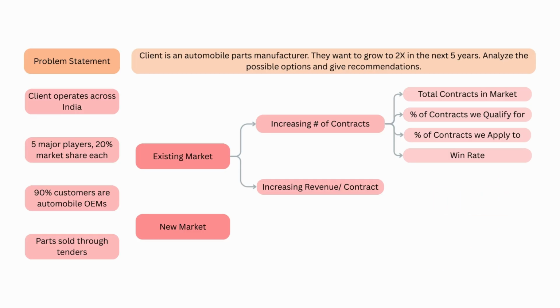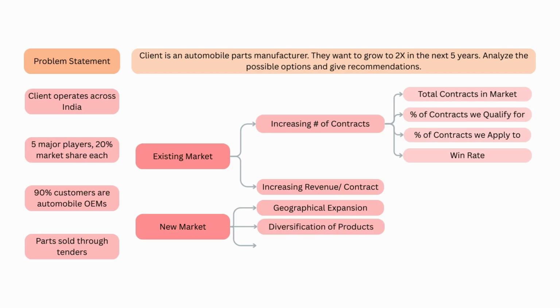Now let's explore the second part, that is new markets. First is geographical expansion. Currently, the client sells only in India, but Indian OEMs operate globally. So they can use their existing relationships to enter Southeast Asia, Middle East, or African markets. This is low risk because the product is proven and the relationships already exist.